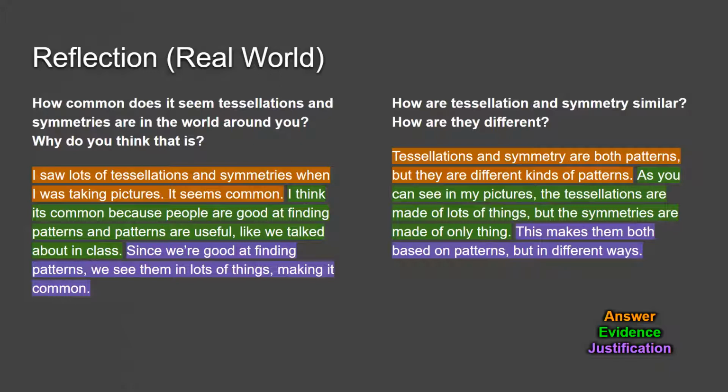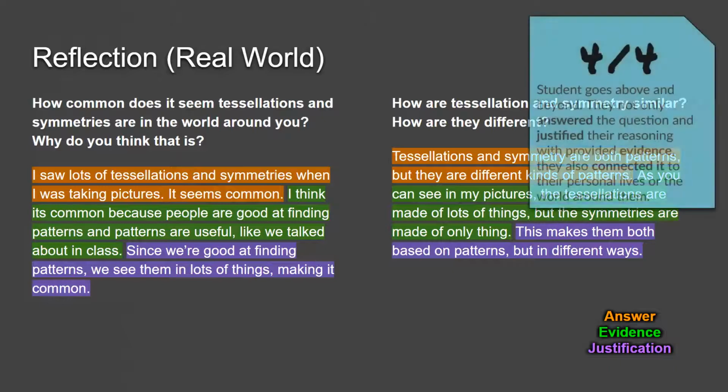If I had just given you the evidence, I'm leaving it on you, the reader, to figure out how that supports my answer. I need to make that explicit to the reader. I need to really make it clear why this evidence is good for me, right? Why it justifies my answer. So this would be a 4 out of 4. The student has gone above and beyond, right?